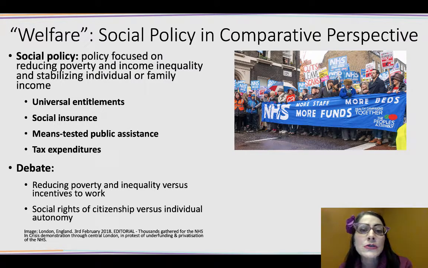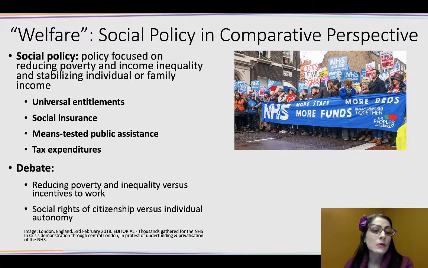So, welfare, social policy in a comparative perspective. First, we need to think about operationalizing our terms. When we're thinking about social policy, that's a policy focused on reducing poverty and income inequality and stabilizing individual or family income. We can see this in the form of universal entitlements, social insurance, means-tested public assistance, tax expenditures, and we'll go through what each of those things are in a minute.